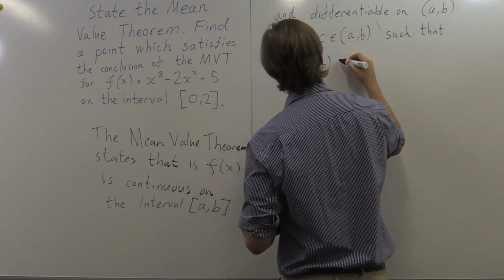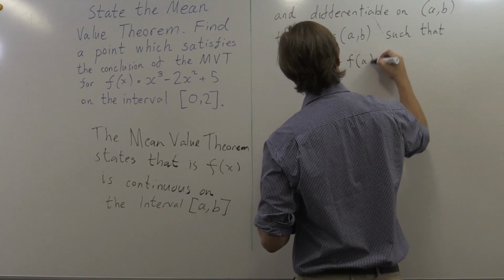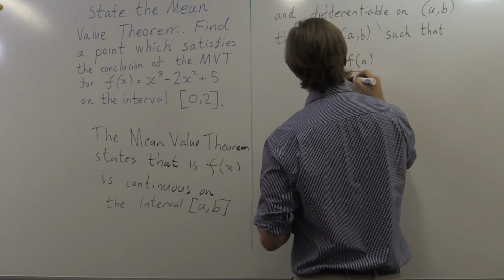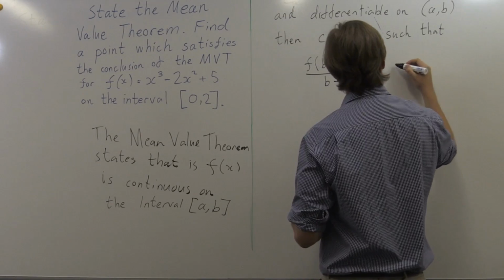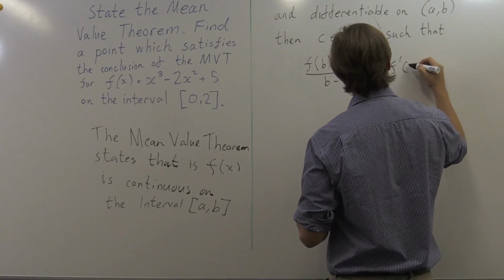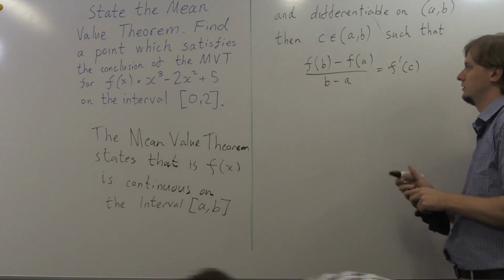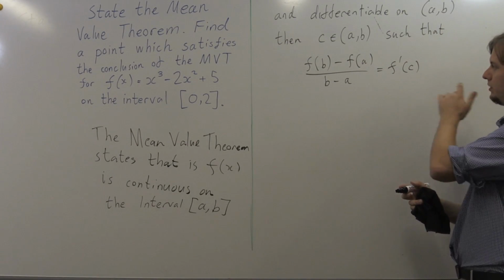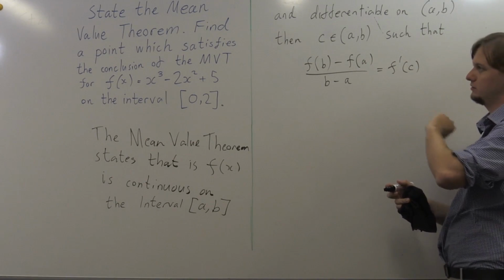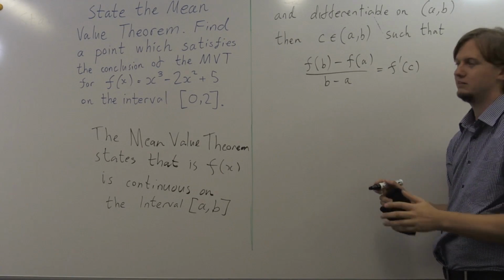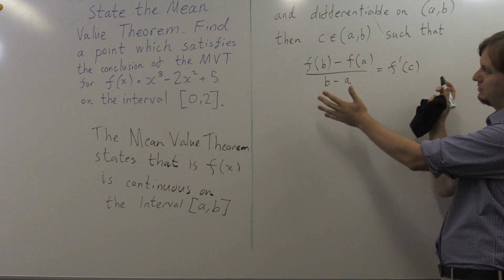f of B minus f of A over B minus A is equal to, well, it's equal to the derivative of f. It's equal to the derivative of f at some point in the interior. So that's what the mean value theorem says. It says, I promise you can find a point like this.